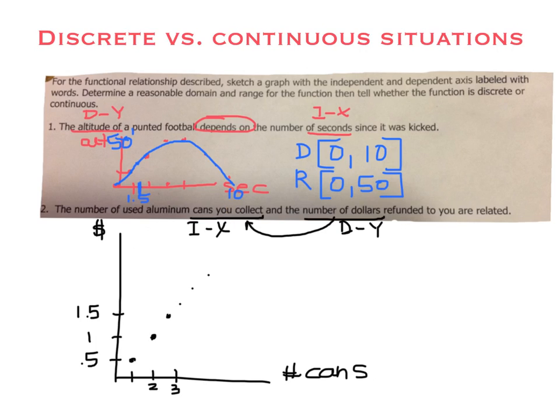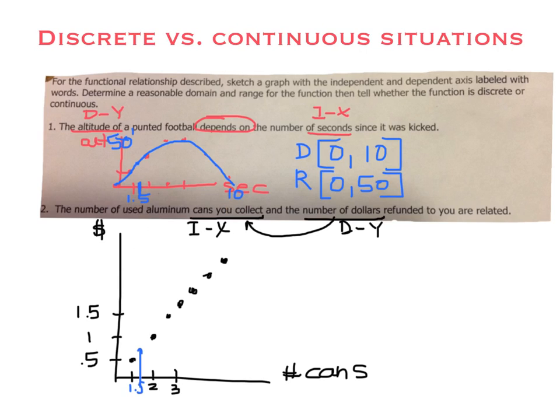Okay. So now the first question we ask is, can I put in 1.5 cans? Well, no, I can't. I can't do 1.5 cans. So I don't connect all these dots. These dots stay separate like this. I don't do 1/2 of a can or 2 1/3 cans. I just do 1 can or 2 cans.